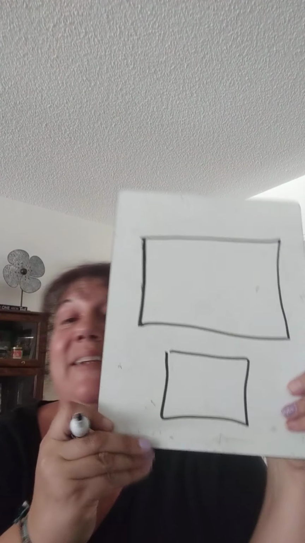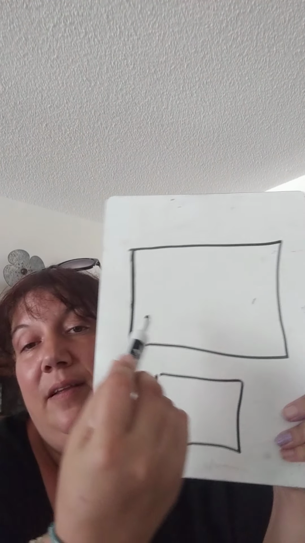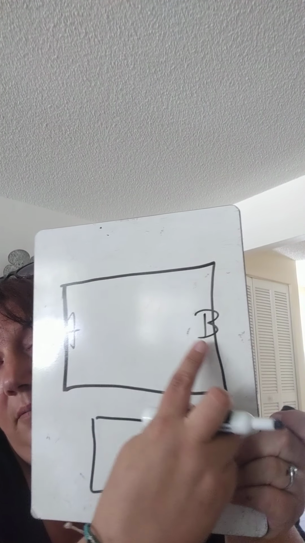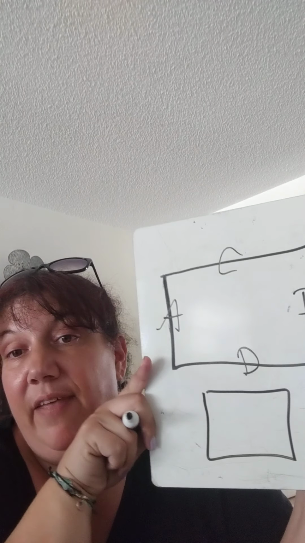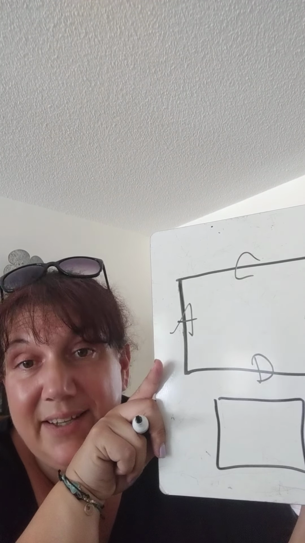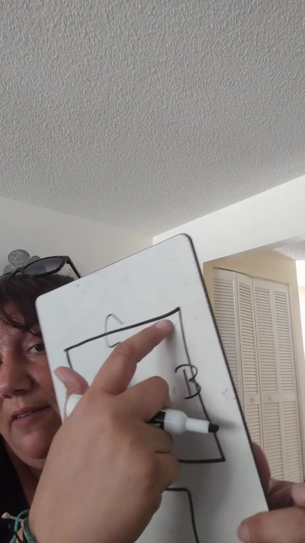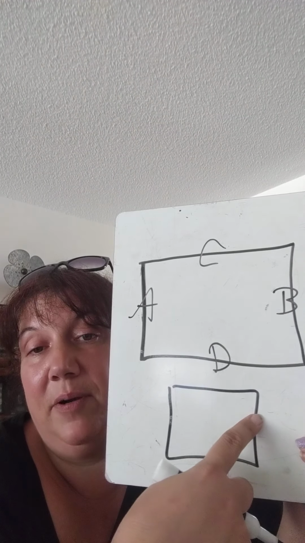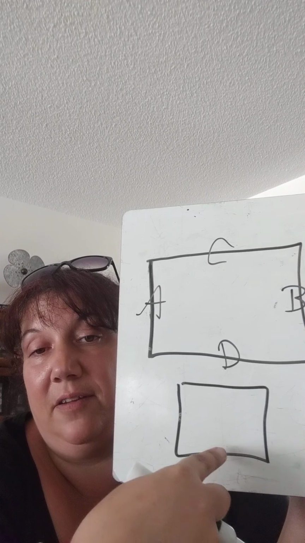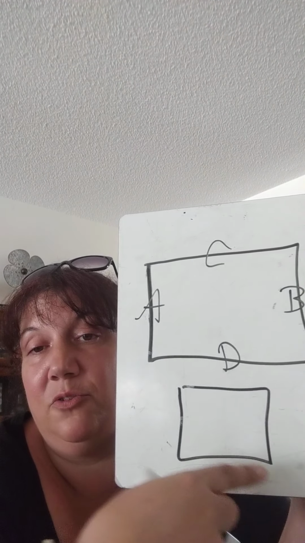Okay. One is, believe it or not, a square, and one is a rectangle. That's my square, that's my rectangle. So line A and B are parallel, and C and D are parallel. They also have perpendicular lines because they create right angles everywhere. Same with the square. This parallel line is parallel to that one. This is parallel to that one, and we have 4 right angles, which created perpendicular lines.